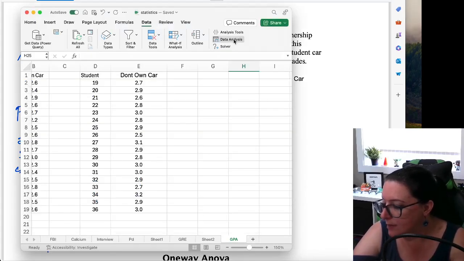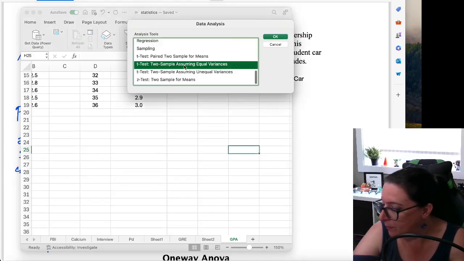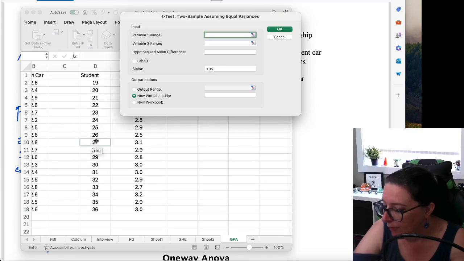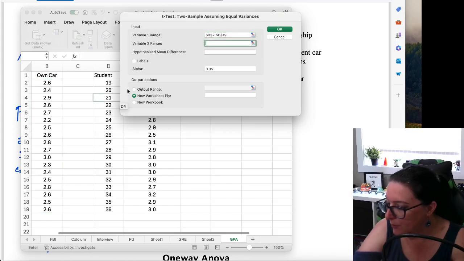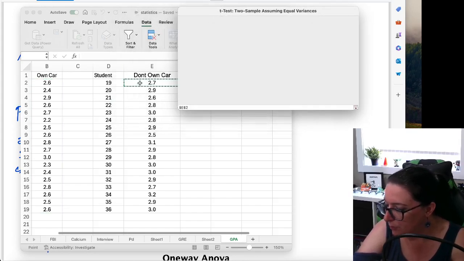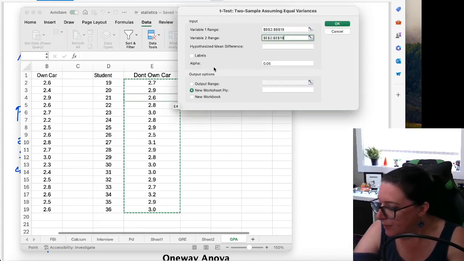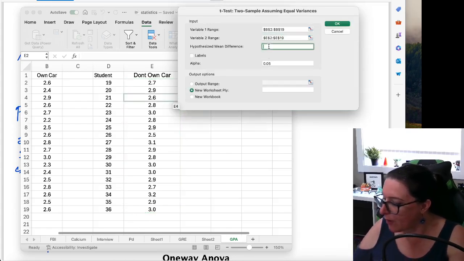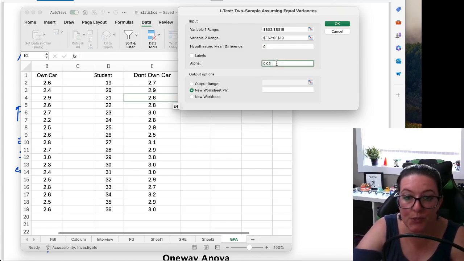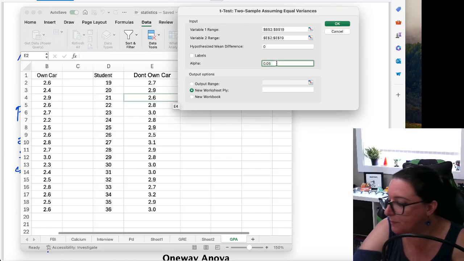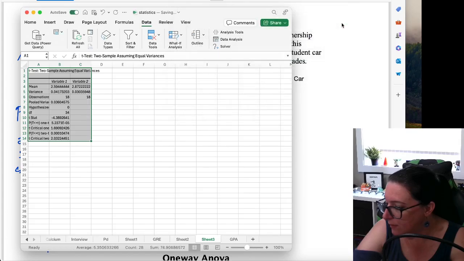Data analysis. Two samples, assuming equal variance. Variable 1, those who own the car. Variable 2, those who don't own the car. Difference we're assuming is 0. We're doing an alpha of 0.05. You could choose instead a 0.01. Okay, all right. Conduct the test for us.